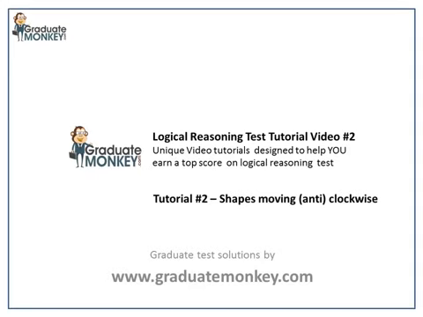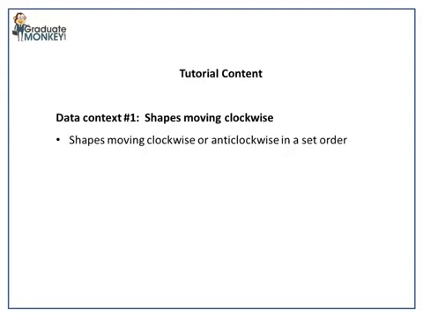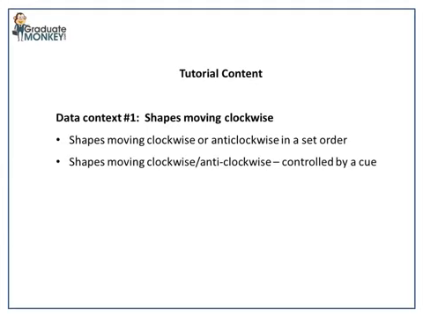In this tutorial, you'll learn about sequences of shapes and patterns that move clockwise or anti-clockwise in a set order, or under the control of a certain cue. We're going to look at the two main types of moving shapes and pattern sequences. One is where the shapes move in a certain order at each step. The second is where the movement of shapes and patterns is controlled by a certain trigger, cue, or a sign.